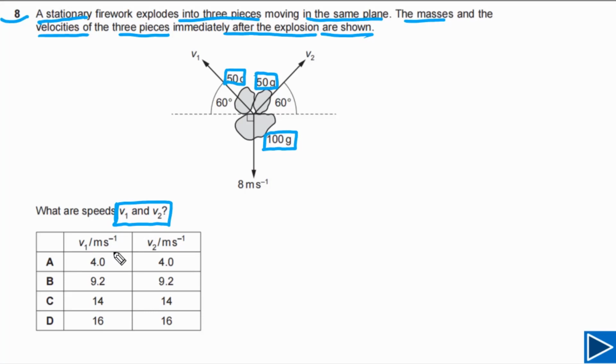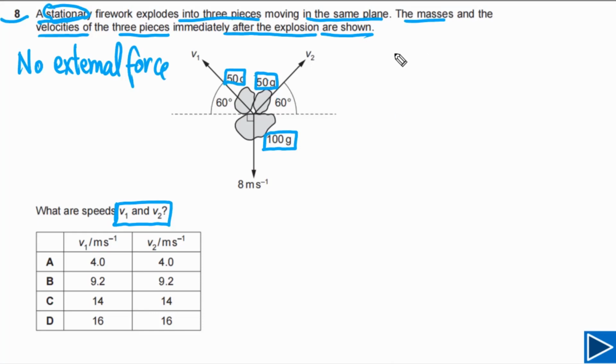For this question, we need to understand that it is given that this is just after the explosion. So it simply means that in this case, no external force is acting on the system. As there is no external force acting on the system, we can use the law of conservation of momentum. And this momentum is in two directions, so we have to consider momentum in two dimensions to calculate V1 and V2.